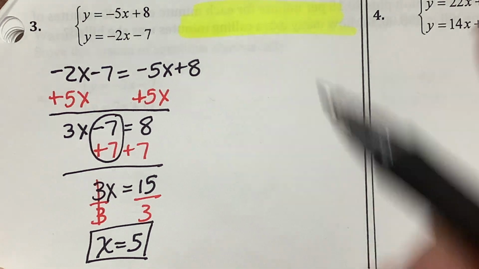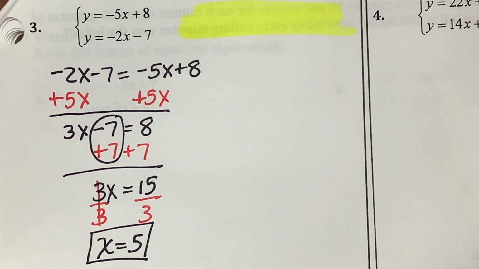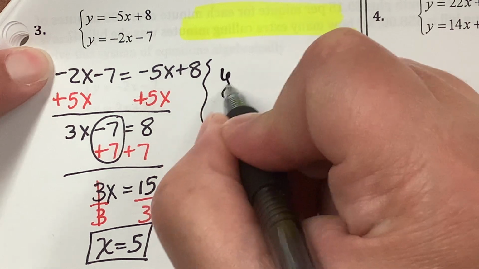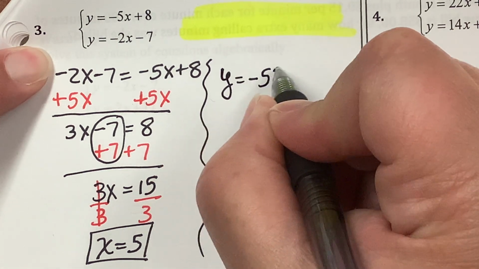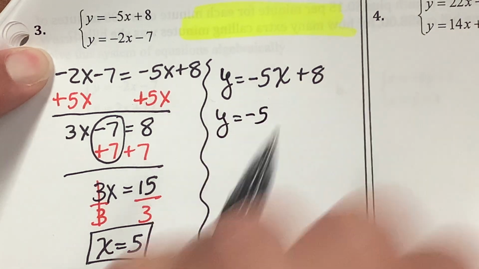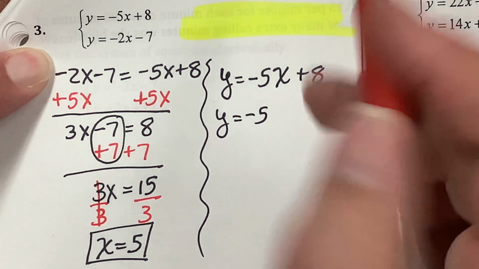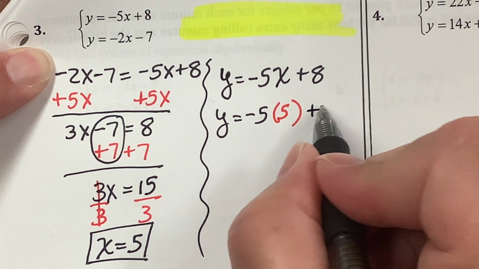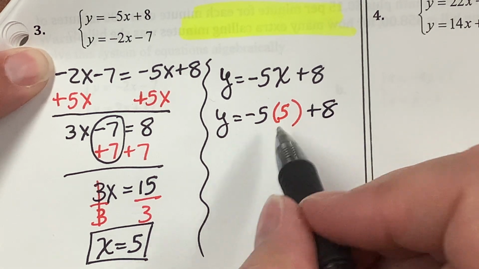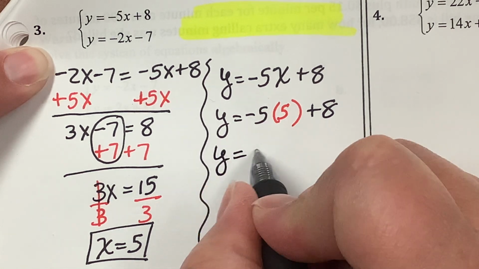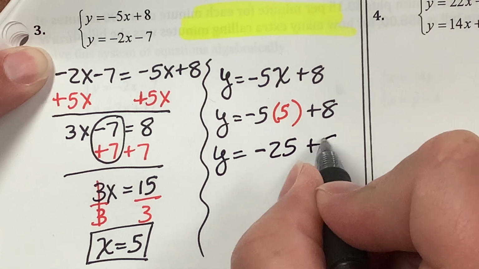All right, now pick either equation. It doesn't matter which one you pick. I'm going to take the top one just because I'm lazy and I need to find a y. Here we go. Y equals -5x plus 8. Y equals -5 times my answer 5 plus 8. Let's see, 5 times 5 is 25, but the signs are different, so it's -25. So y equals -25 plus 8.